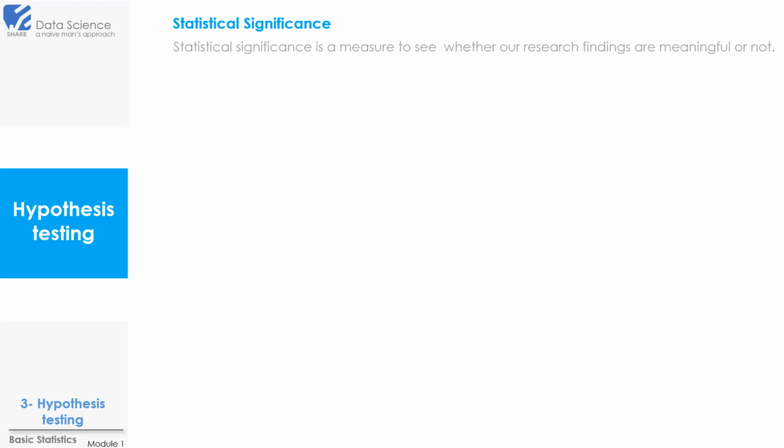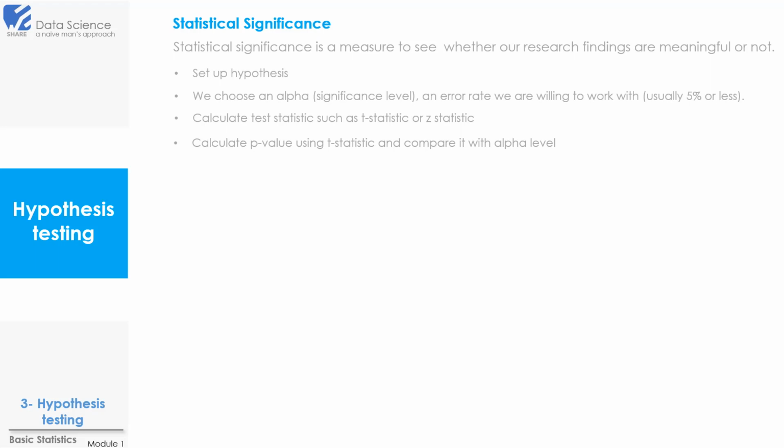Now, statistical significance is a measure to tell if our research findings are meaningful or not. So how do we decide this? We set up a hypothesis and then we choose an alpha level. Alpha level is the error rate with which we are willing to work. It is also called significance level. Usually it is 5%, but it depends on the problem at hand and can be decided accordingly. Now once we have decided our alpha level, then we calculate the test statistic such as t statistic or z statistic. After that, we calculate p-value using the t statistic and compare it with alpha level.